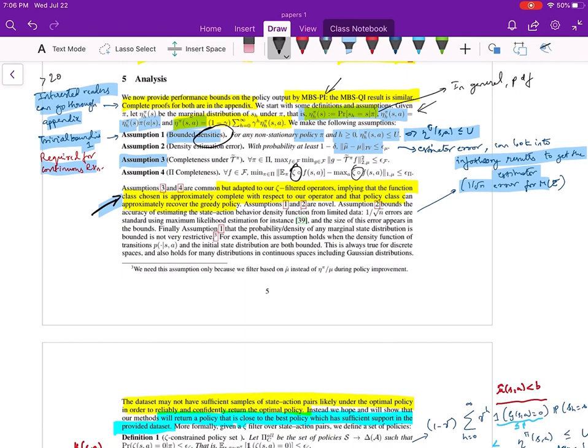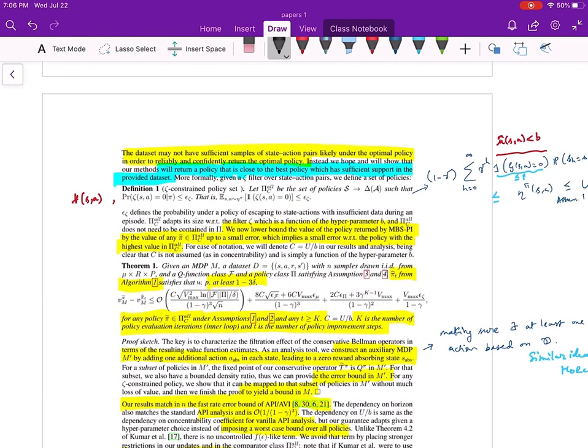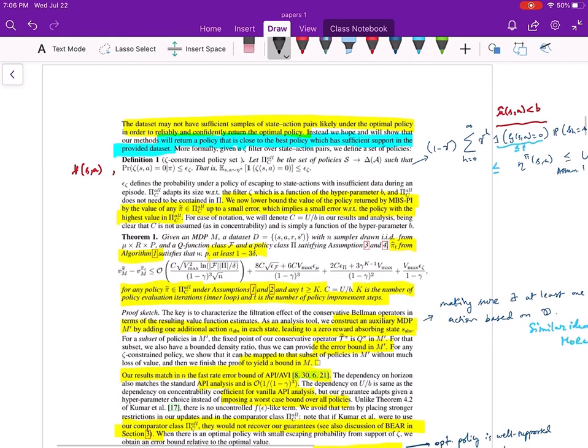Yeah, so let's go ahead. The dataset may not have sufficient samples of state and action pairs under the optimal policy in order to reliably and confidently return the optimal policy. Yes, so in fact, your dataset policy need not be optimal itself. So that is one of the challenges in this offline setting.